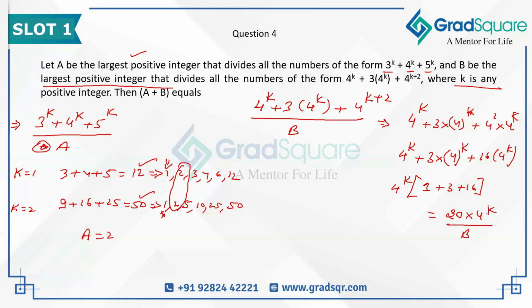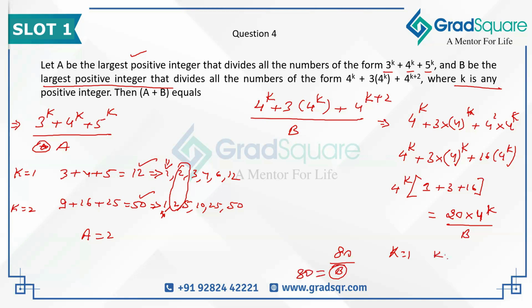If you look at the value of k as any positive integer, then 20 will always be a part of the numerator because it is 20 times 4^k. Now, the minimum k value will be 1, right? So if you put k as 1, your numerator will turn out to be 80. And what can be the largest possible value of B? The largest possible value of B that can divide 80 is 80 again, right?